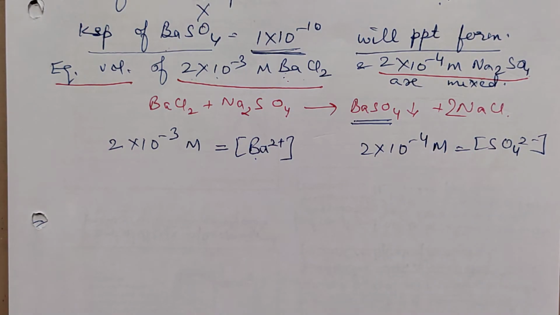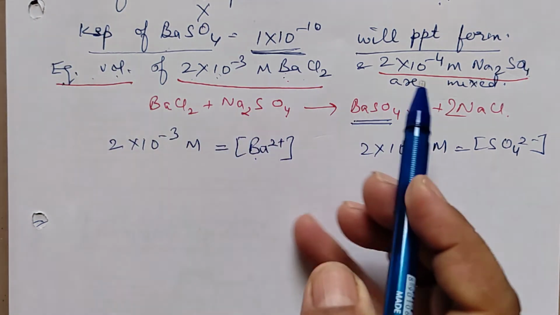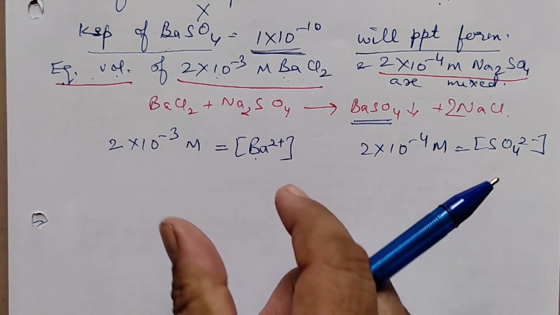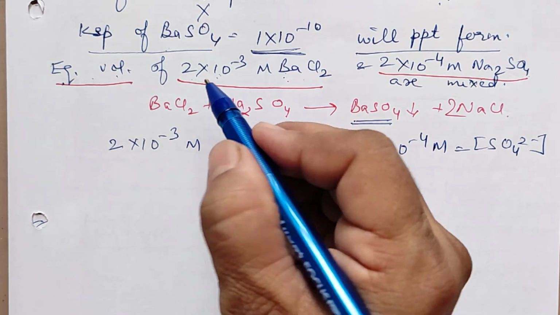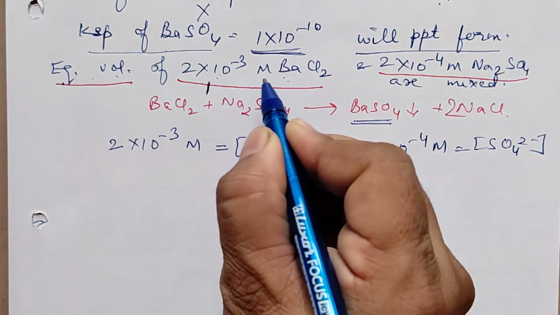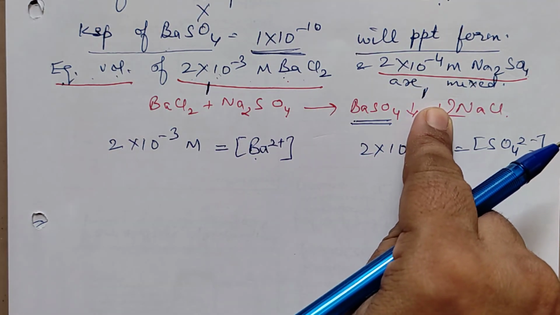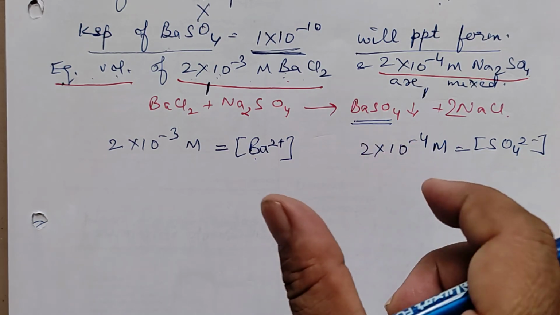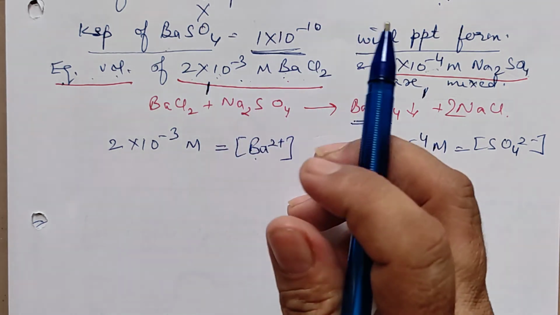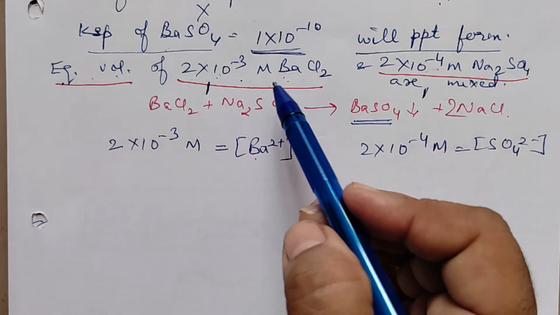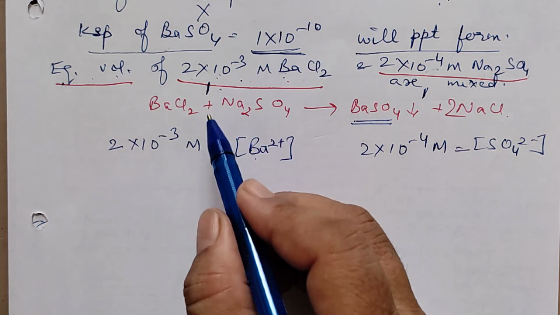Now, another catch in the question. The question says equal volumes of both are mixed. That means these concentrations were calculated individually. But when it says equal volume, let me take it as 1 liter. If I mix 1 liter of this and 1 liter of this, the total volume of the solution which will give barium sulfate becomes 2 liters. So we assume V of this, V of this. When you combine 1 liter and 1 liter, the total volume becomes 2.